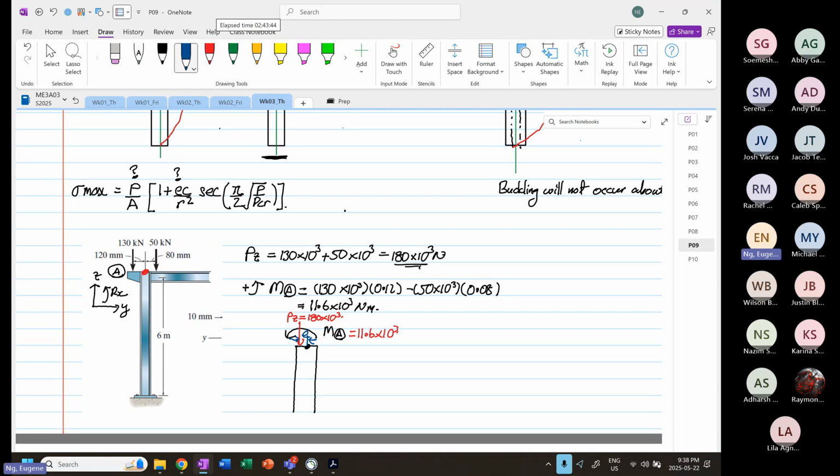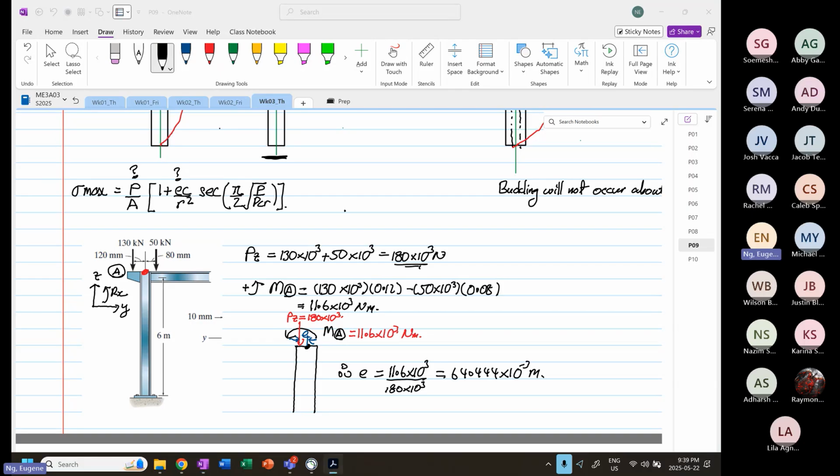Therefore E is equal to 11.6 times 10 to the power 3 divided by 180 times 10 to the power 3, which is equal to 64.444 times 10 to the power minus 3 meters. Okay, I hope this makes sense to all of you.